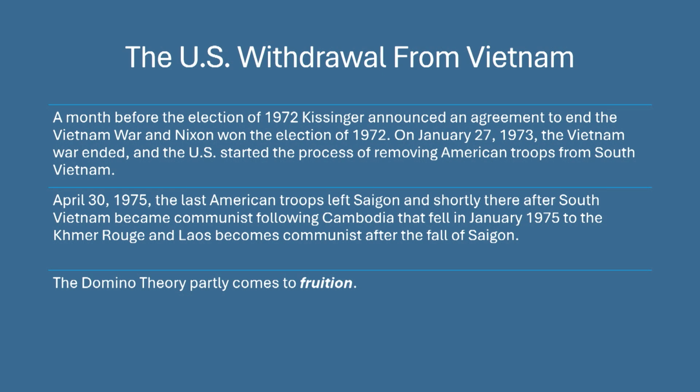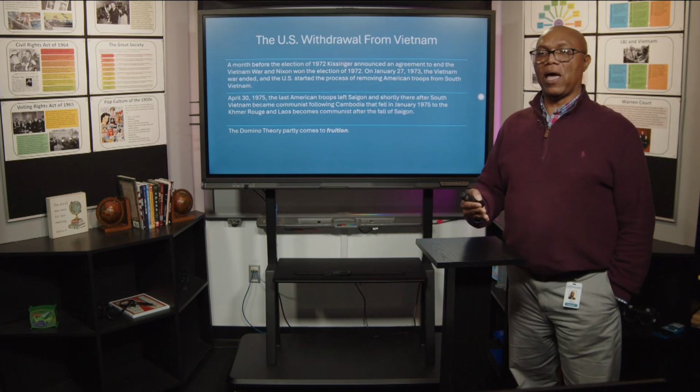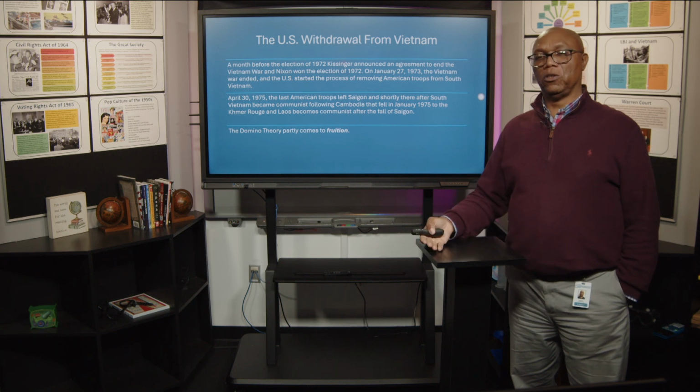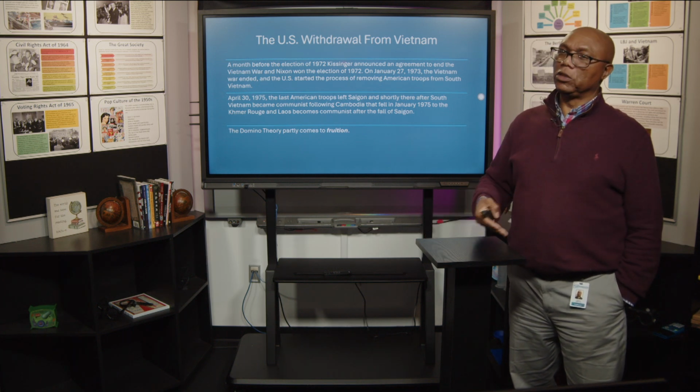The U.S. withdrawal from Vietnam came a month before the election of 1972. Kissinger announced an agreement to end the Vietnam War, and Nixon won the election in 1972. On January 27, 1973, the Vietnam War ended, and the United States started the process of removing American troops from South Vietnam. On April 30, 1975, the last American troops left Saigon, and shortly thereafter, South Vietnam became communist, following Cambodia, which fell in January 1975 to the Khmer Rouge, and Laos becomes communist after the fall of Saigon. And so that whole idea of the domino theory, if you allow one nation in Southeast Asia to fall to communism, the others will soon follow, kind of comes true to some degree.